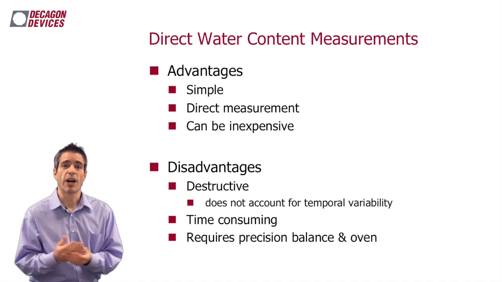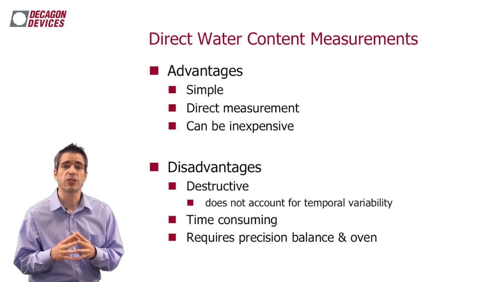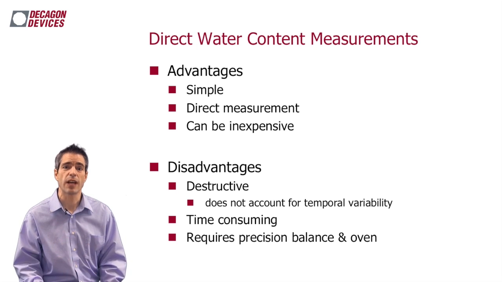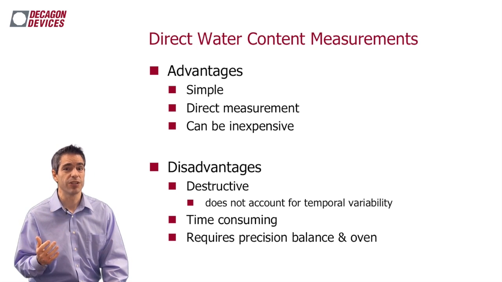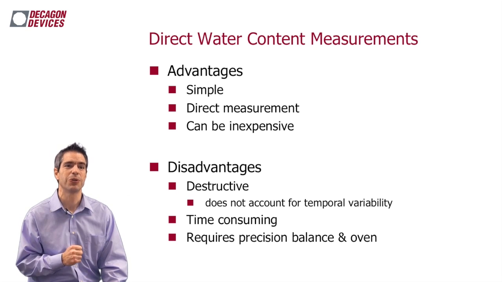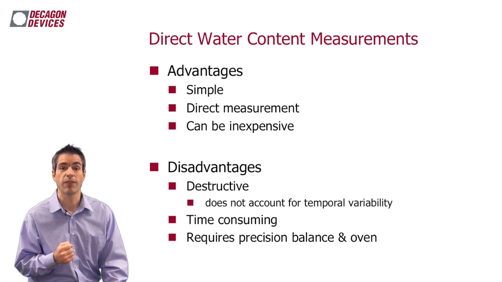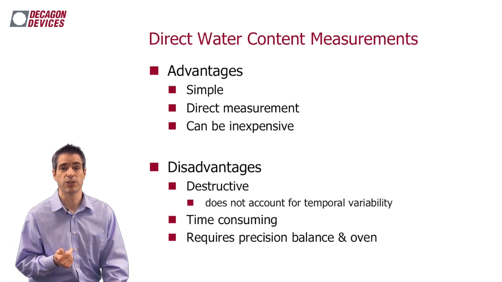With each technique we talk about, I'm going to briefly discuss some of the advantages and disadvantages after I get done talking about the theory behind it. With the gravimetric method, there are several advantages, including that it's very simple to do, that it's a direct measurement, it's the only direct measurement that we have, and of course if you have an oven and a scale, it's going to be the least expensive in terms of the things that you need to buy.